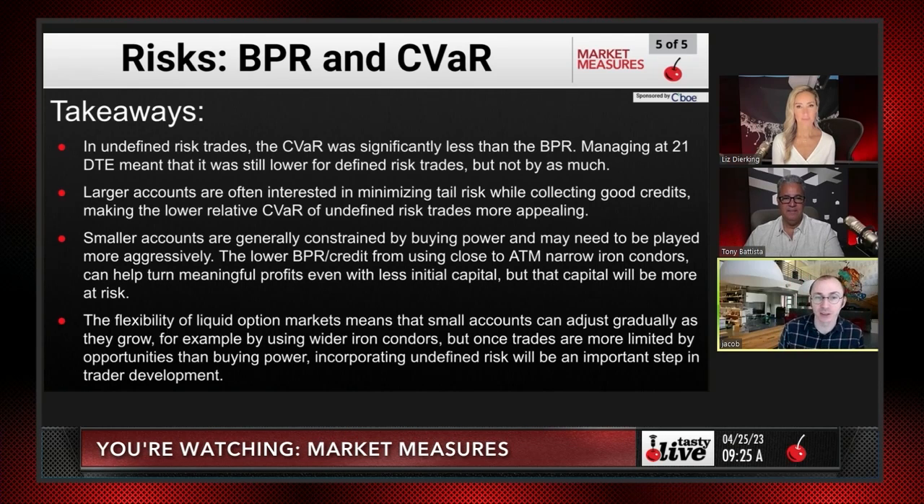But in smaller accounts where you're really constrained by your buying power, right? You want to put on enough trades to get your occurrences up to get more reliable results. And the only way to do that is to do these things that have a much lower BPR. And that's going to come from using narrower, closer to the money iron condors. Right, that's how you can manage to turn a meaningful profit, even if you have less initial capital. But you have to be aware that capital is more thoroughly at risk.